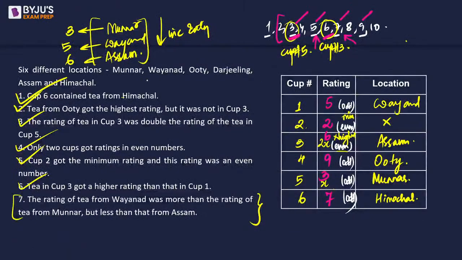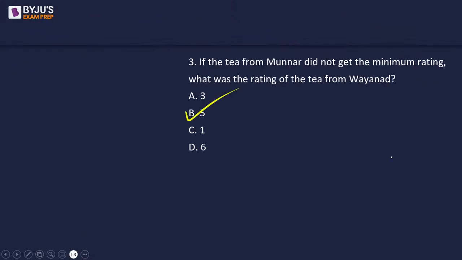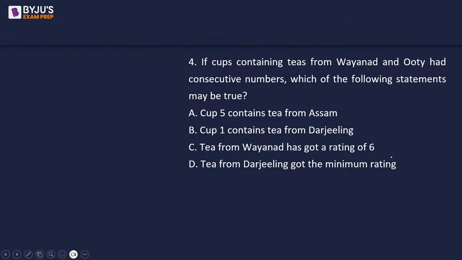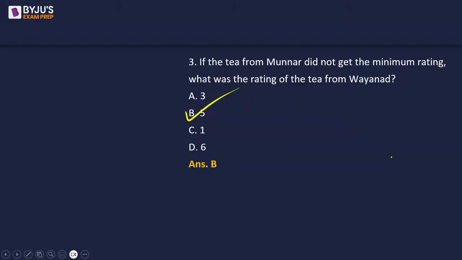Next, if cups containing teas from Wayanad and Ooty had consecutive numbers. Okay, so we need tea from Wayanad and Ooty having consecutive numbers. So we will have to erase whatever we wrote before. Okay, so tea from Wayanad and Ooty, they have consecutive numbers. Hold on, does it say Wayanad and Ooty? Okay, cup containing teas, it's not rating.